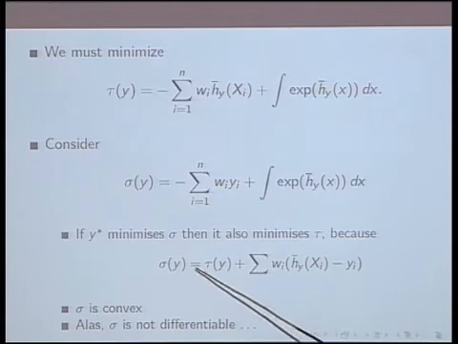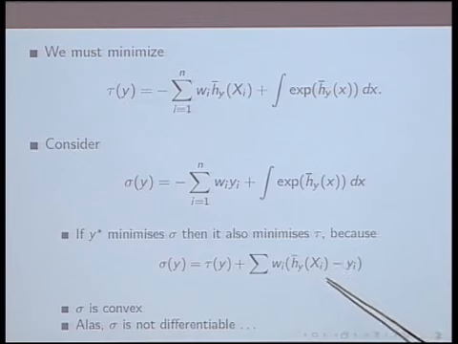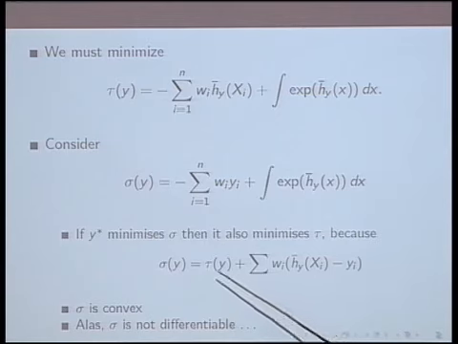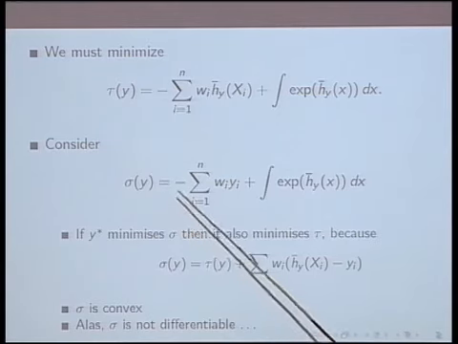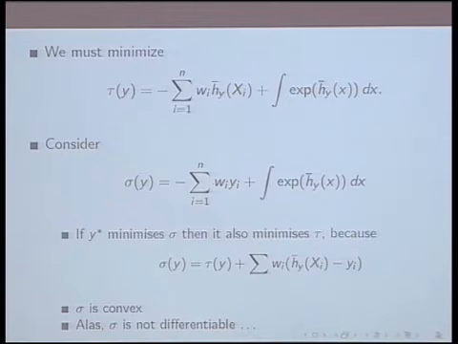Because the two functions are related in this way, and this term here, by our definition of h bar y, is going to be non-negative, if we can find a minimizer of this function, sigma, then we'll also have found a minimizer of our original function. And this actually has a unique minimum. You need to check that it goes off to infinity in all directions, but this gives us a unique minimum, because this is a convex function, which is basically because the exponential function is convex.